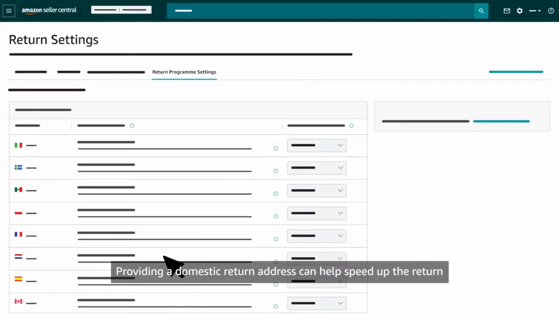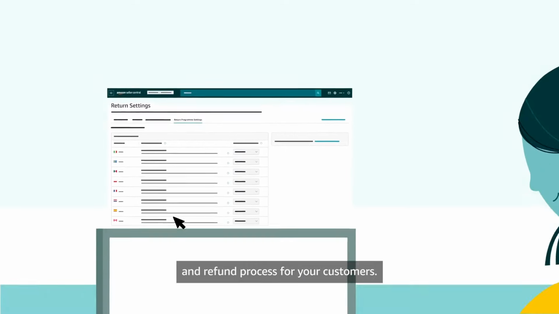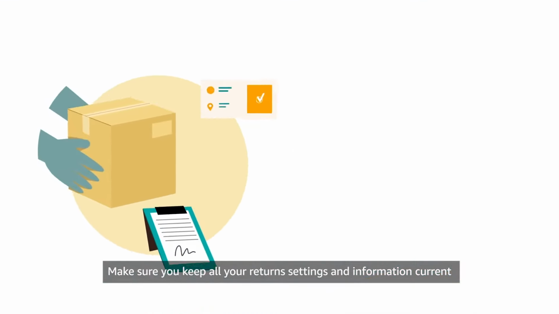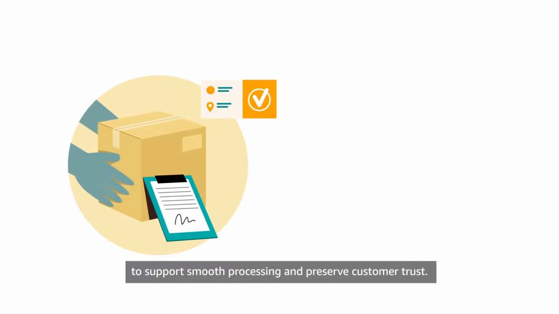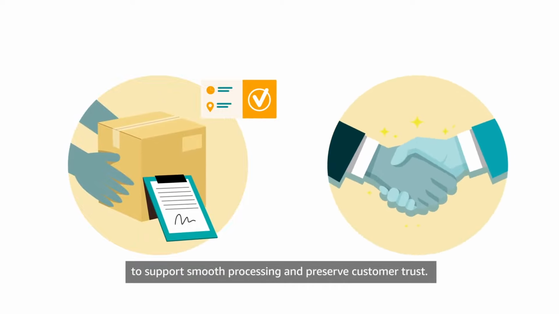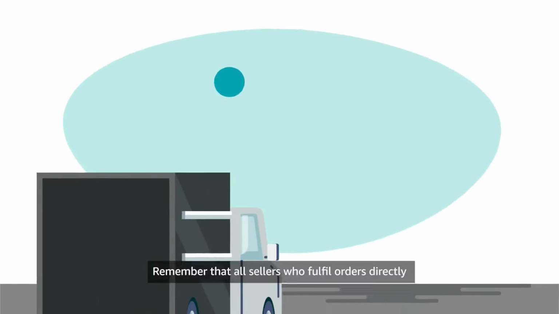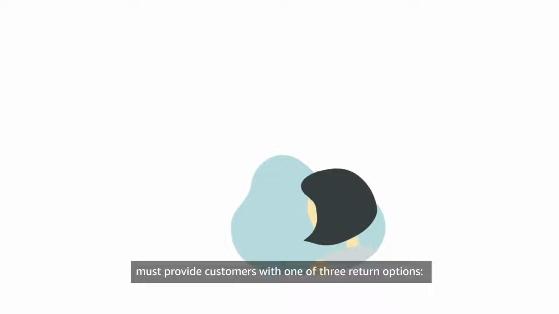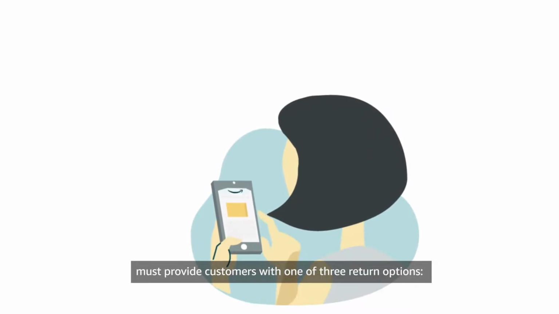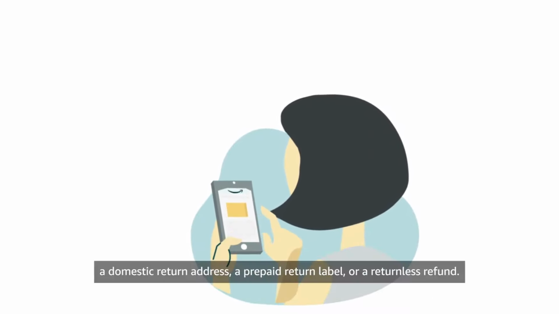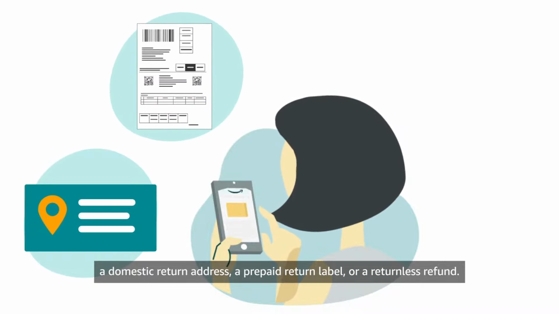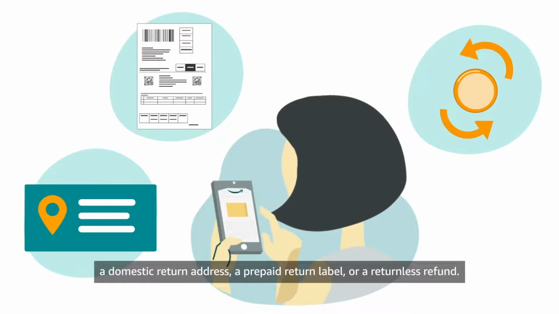Providing a domestic return address can help speed up the return and refund process for your customers. Make sure you keep all your return settings and information current to support smooth processing and preserve customer trust. Remember that all sellers who fulfill orders directly must provide customers with one of 3 return options: a domestic return address, a prepaid return label, or a returnless refund.